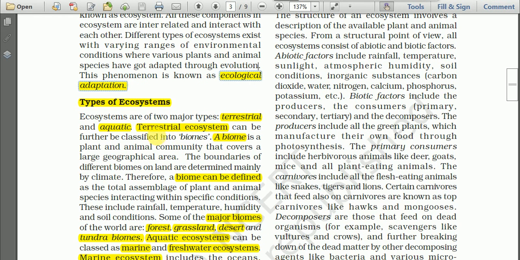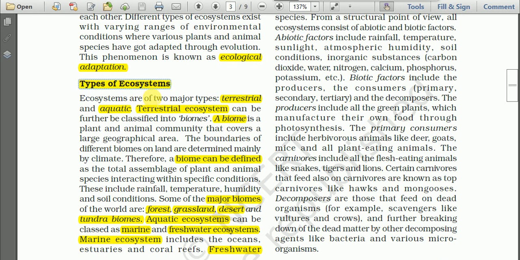Okay, then one more topic: types of ecosystem. Ecosystems are of two major types, terrestrial and aquatic. The terrestrial ecosystem can be further classified into biomes. And what is a biome? A biome is a plant and animal community that covers a large geographical area. A biome is a large geographical area in which a variety of species of plants and animals live.